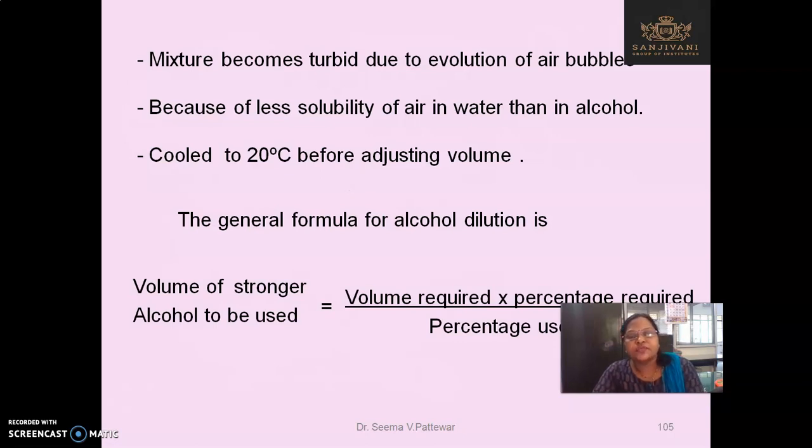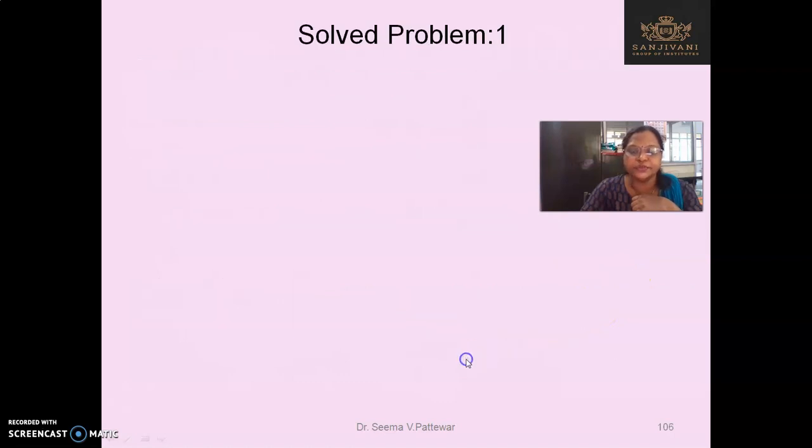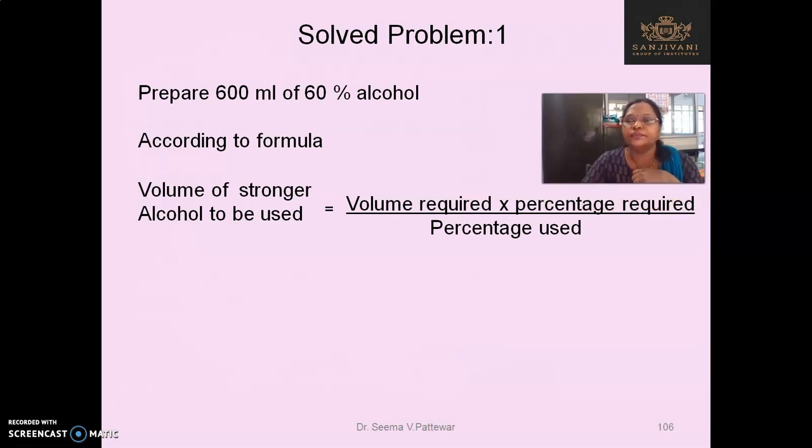So the general formula for alcohol dilution is: volume of stronger alcohol to be used is equal to volume required multiplied by percentage required divided by percentage used. Already you know this. Volume required multiplied by percentage required divided by percentage used. You will see this example and then you will understand what I want to tell you.